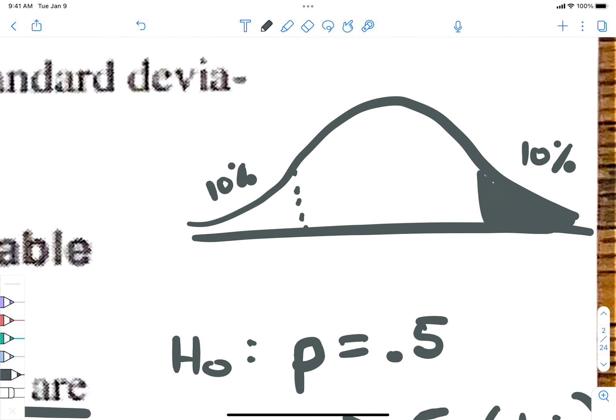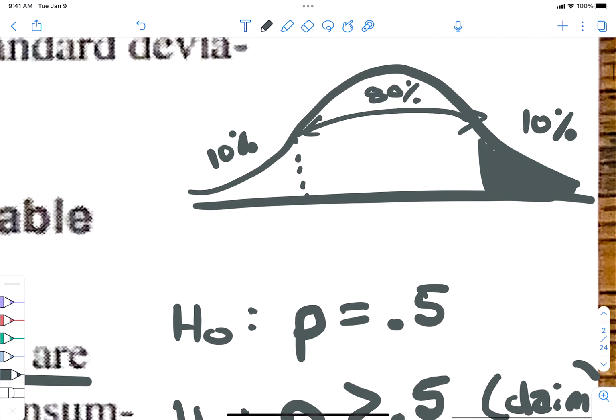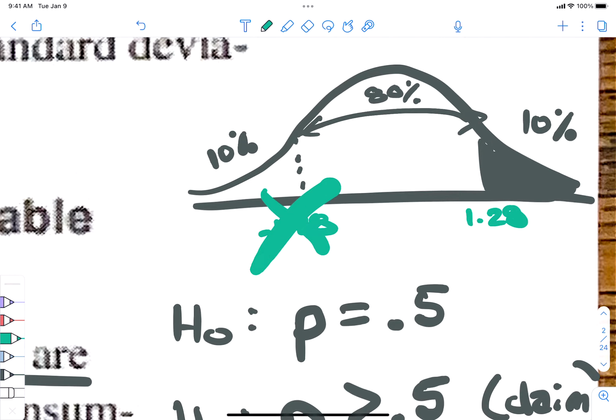So what confidence interval am I looking at? 80%, right? If it was split and did 5 and 5, what confidence interval would we be looking at? 90. That's confusing. Why do they do this? I don't know. Just to make you mad, I guess. So 80%, 1.28. Our number is 1.28, so negative 1.28 and positive 1.28. But we don't care about the left side. We're only comparing to the 1.28. So our critical number is just positive 1.28.